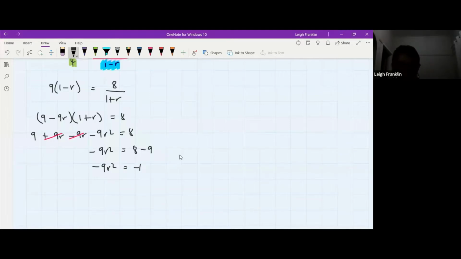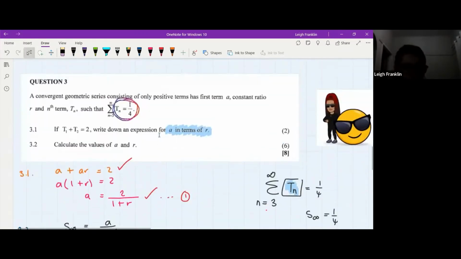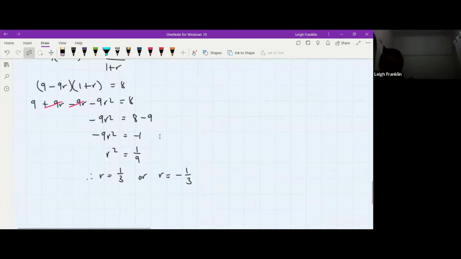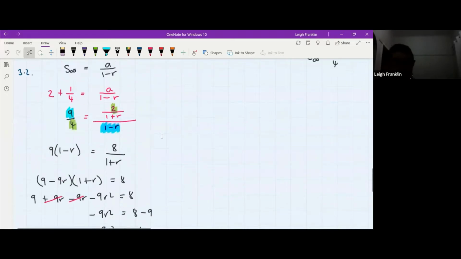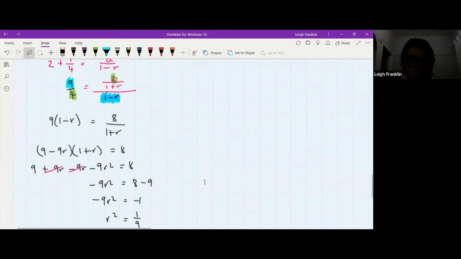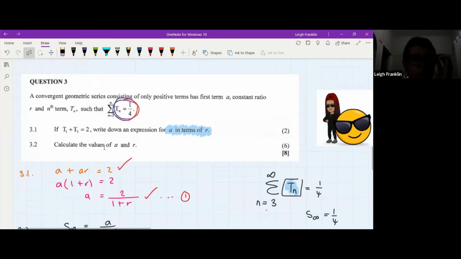So if we divide by 9 on both sides, that means that r squared is going to be equal to 1 over 9. So therefore, r is going to be equal to 1/3, or r is going to be equal to -1/3. What did they say about r? Okay, they didn't tell us. They didn't say that r had a restriction on it. So I think r can be 1/3 or r can be -1/3, which means that there would be 2 different values for a as well. All right, so in other words, we would now need to sub back in to equation number 1 and then work out the 2 different values for a. Yeah, calculate the values.